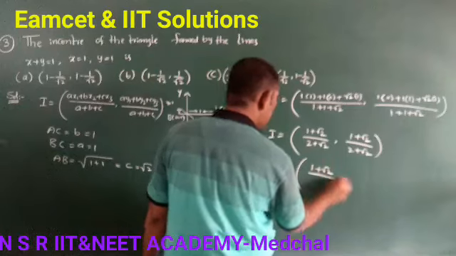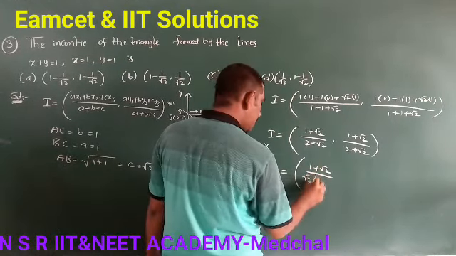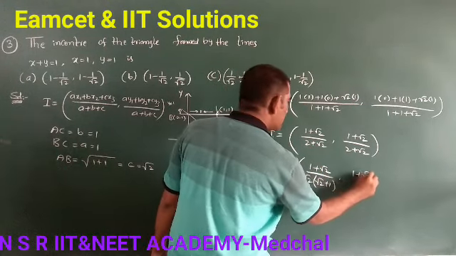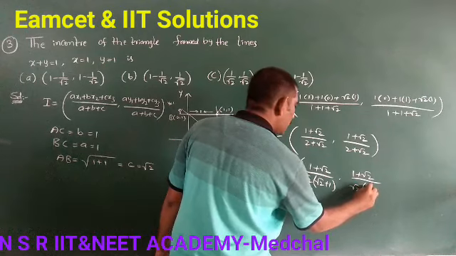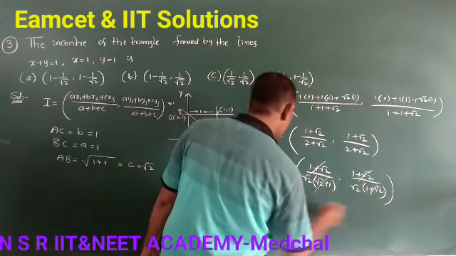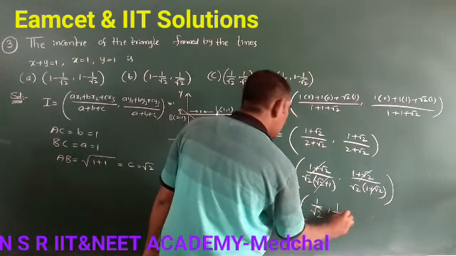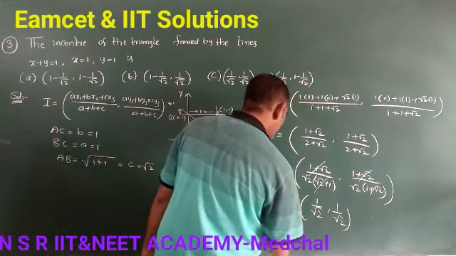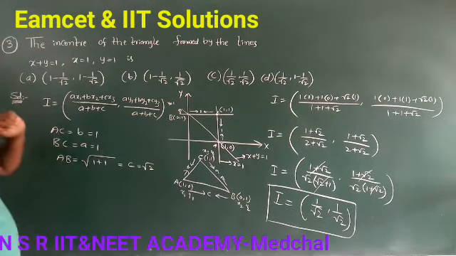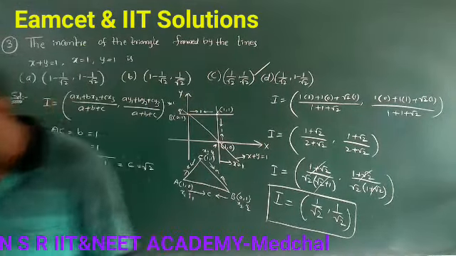In 2 plus root 2, take root 2 as common, we get root 2 times (root 2 plus 1). Similarly here also, take root 2 as common, we get 1 plus root 2. The 1 plus root 2 terms get cancelled. So we get incenter I is equal to 1 by root 2 comma 1 by root 2. So this is our value. The value of incenter is 1 by root 2 comma 1 by root 2. So our answer is C.